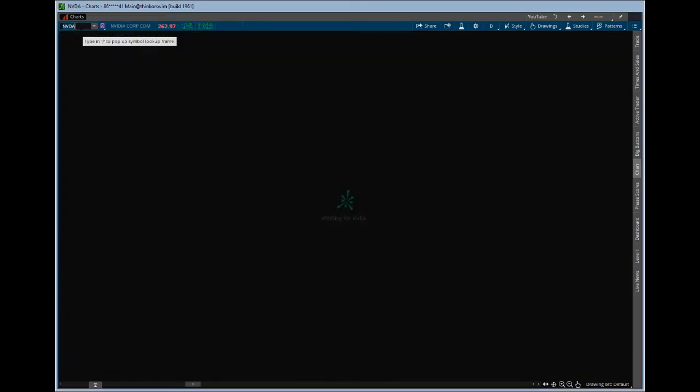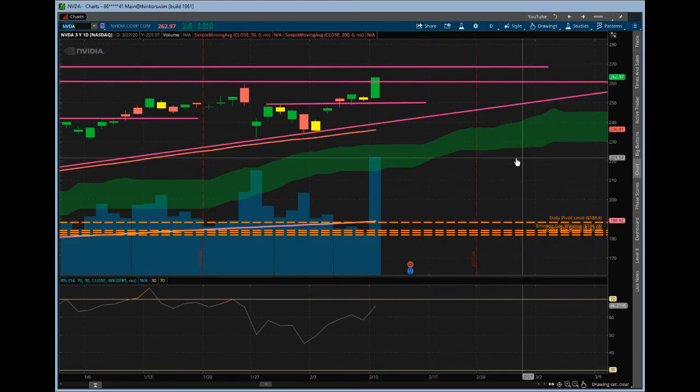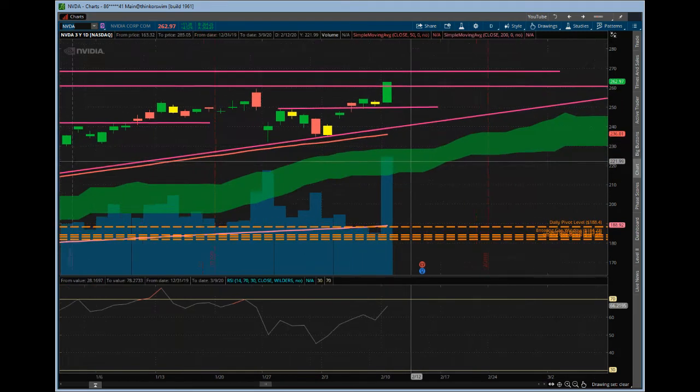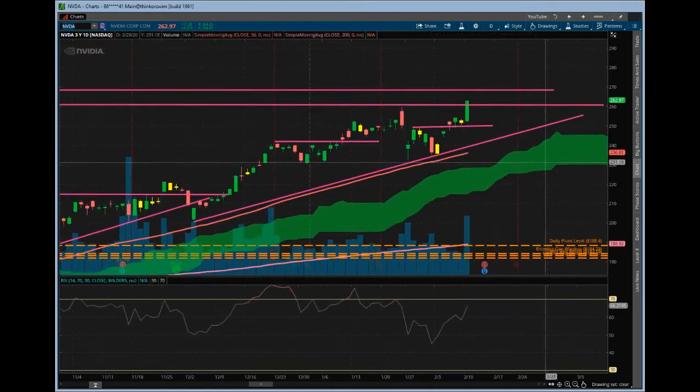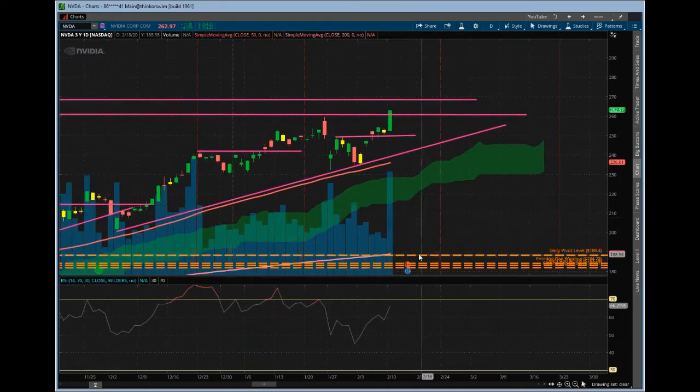NVIDIA. NVIDIA's just a great day today. Just a beautiful move, right? Inside day up, and just strong today, right? AMD, NVIDIA in particular, just a very, very strong move. Closed over a lot of key levels here. So it's given a nice run here up to earnings. So let's see if it can continue that.